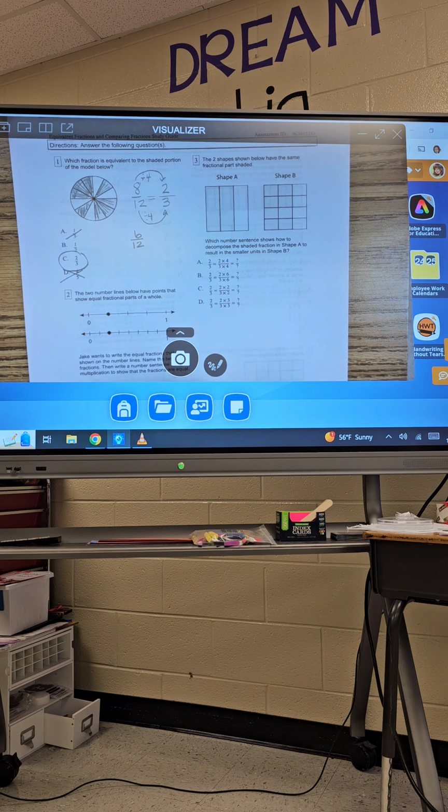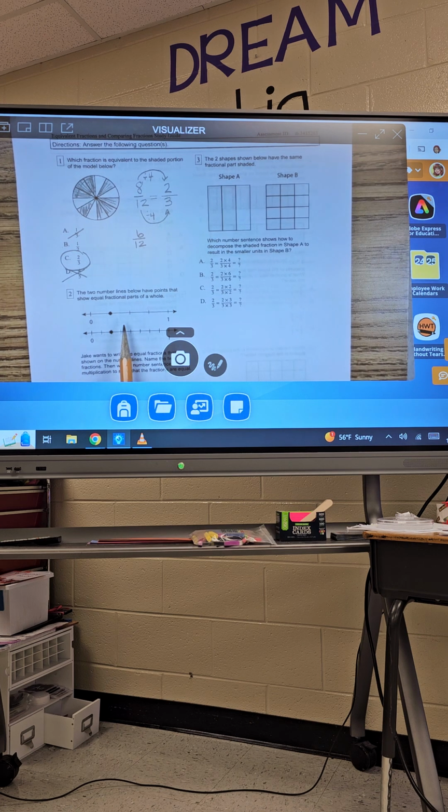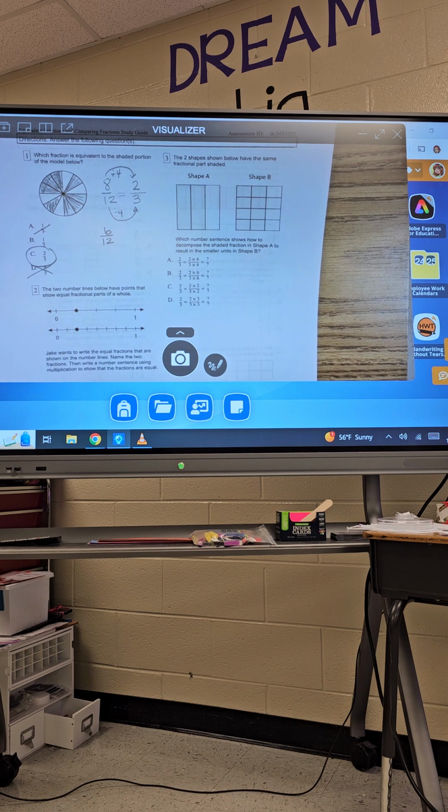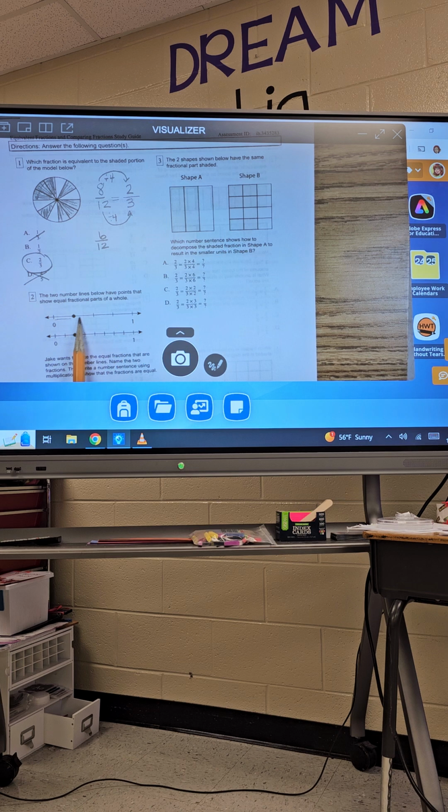Okay, number 2. The 2 number lines below have points that show equal fractional parts of a whole. This number line, I have to decide how many pieces it is divided into. It is divided into 4 pieces. 1 piece, 2 pieces, 3 pieces, 4 pieces. So each of my pieces is a 4th. The bottom number line, I have 1, 2, 3, 4, 5, 6, 7, 8 pieces.